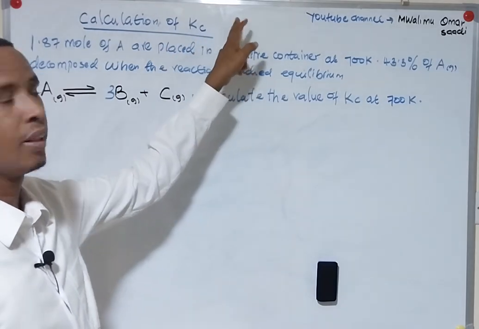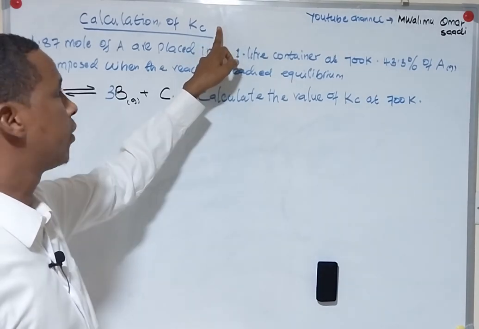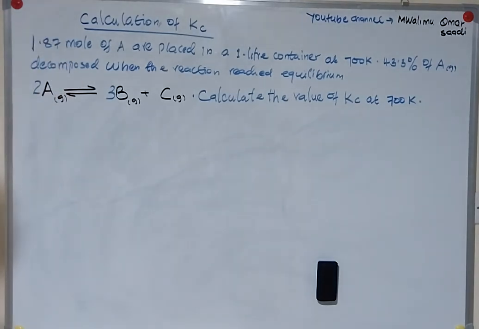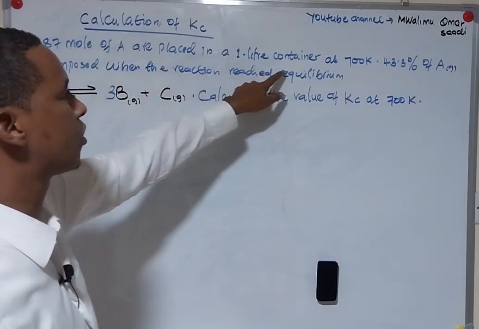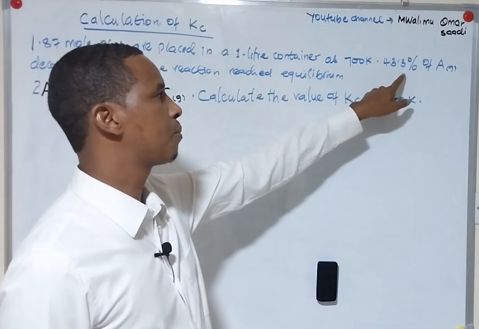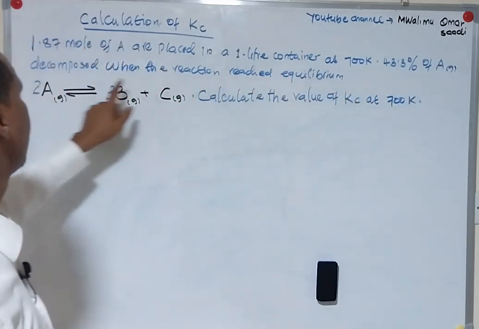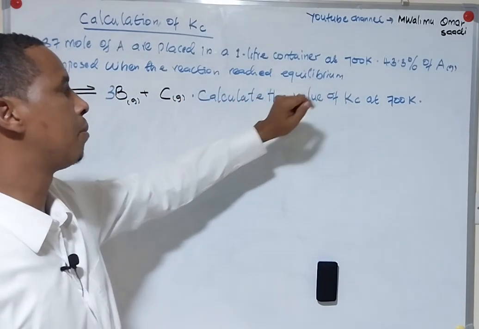Calculations of Kc. That is how the equilibrium constant is calculated. So here we have given an example. We are told 1.87 moles of A are placed in a 1 liter container at 700 K, and 43.3% of A decomposed when the reaction reached equilibrium.